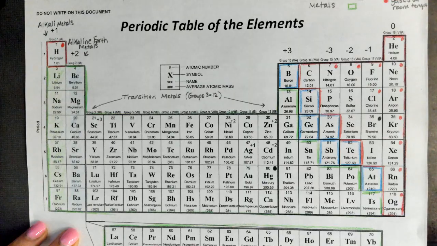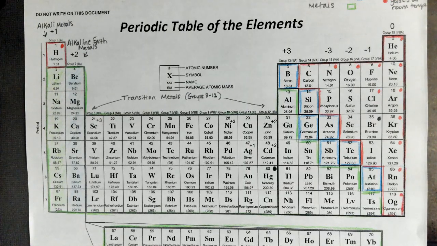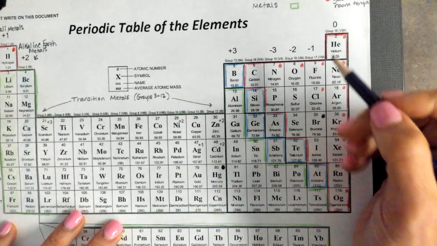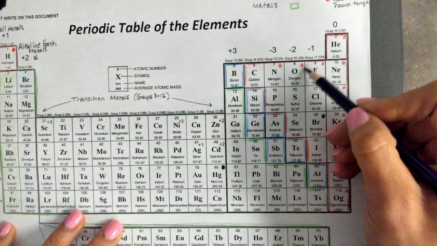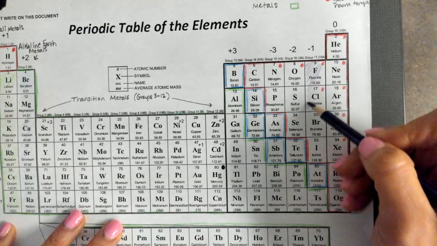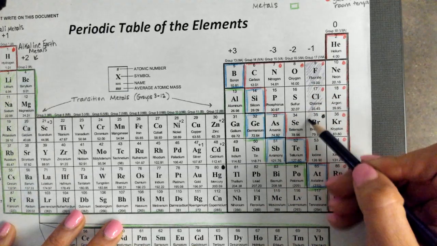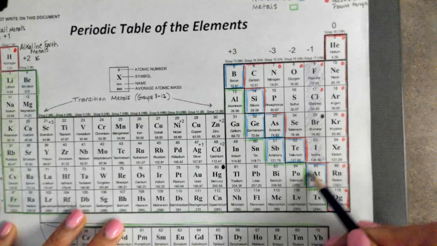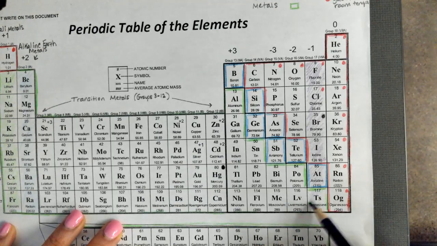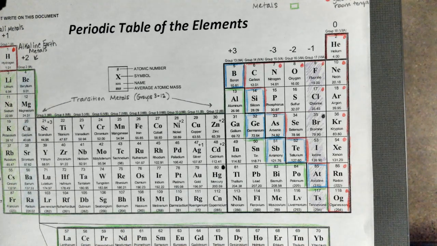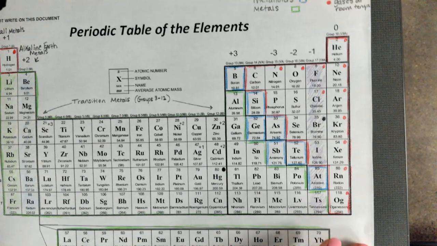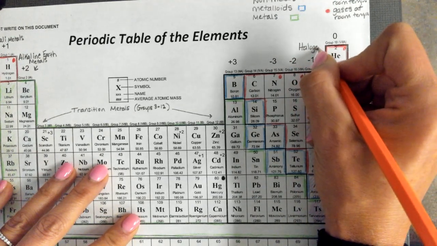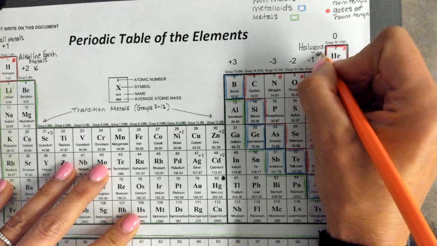All right, now I'm going to go ahead and get my purple crayon, and I'm going to be coloring in this column right here, which are my halogens. So I'm going to lightly shade that in. Okay, and astatine counts, and so does the element right underneath it, even though that is considered a metalloid. And we're going to label that halogens. And that's group number 7.